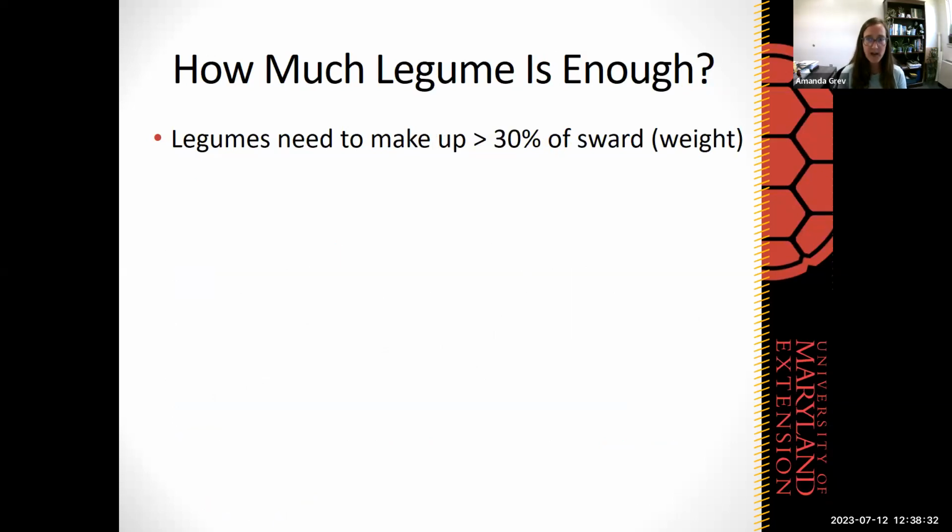So then the next question that often leads to is, well, how much legume do I need to have this relationship and to have some nitrogen fixation from my legumes? And the answer to that is we like to see the legumes make up about 30% of the sward on average to have a substantial contribution to the nitrogen fixation pool. And the key phrase there is 30% of the sward by weight. You can see weight there at the end.